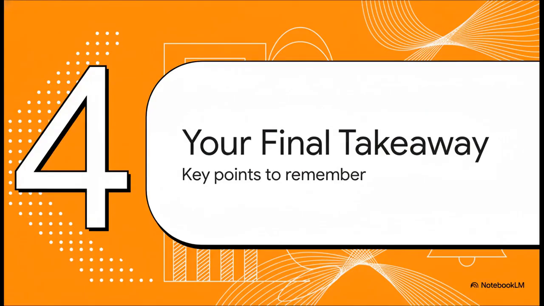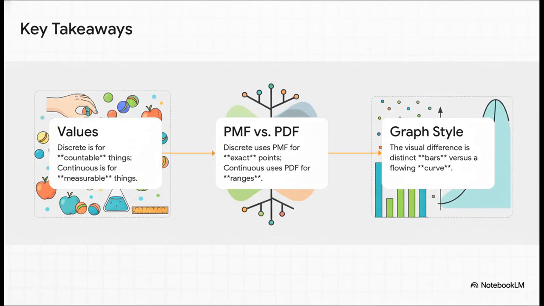All right, let's wrap this all up. If you're going to take anything away from this, here are the crucial points to remember. Honestly, if you can just lock in these three key differences, you'll have a solid grasp on this whole concept. Number one, it all comes down to countable versus measurable. That's the big one. Number two, are we calculating the probability for an exact point or for a range of values? And number three, just picture it in your head. Is it a graph with distinct bars or one with a smooth, flowing curve?